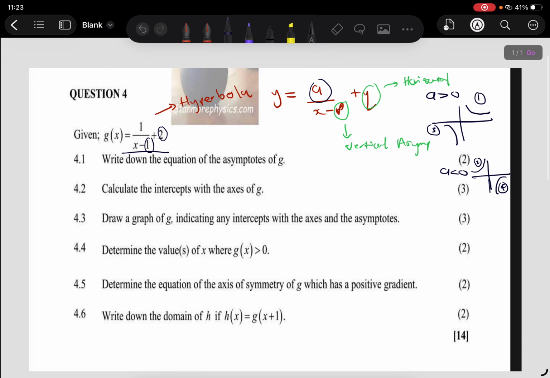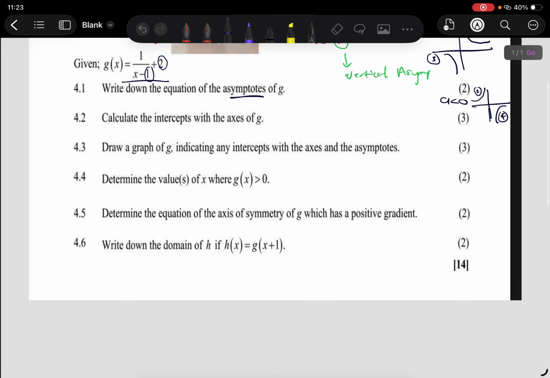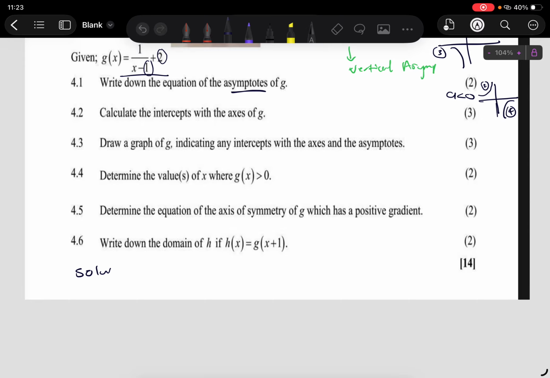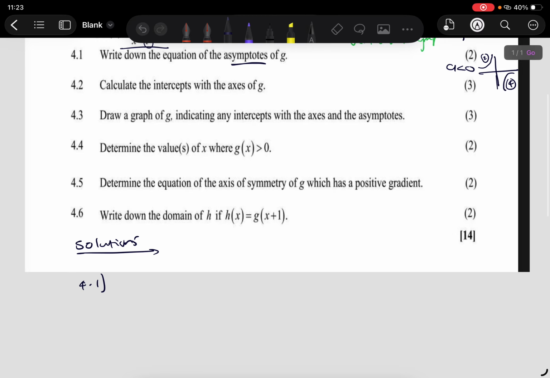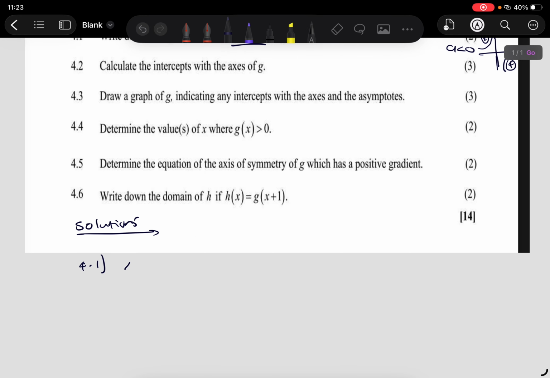Question 4.1: Write down the equation of the asymptotes of g. We are looking for the asymptotes, which is plural, meaning that we have two asymptotes for the hyperbola. Let me make some space here where we'll fill in our solution. For 4.1, the vertical asymptote will be associated with x. So our first asymptote is x minus 1 equals 0, which means x equals 1. This is the equation of our first asymptote, the vertical one.